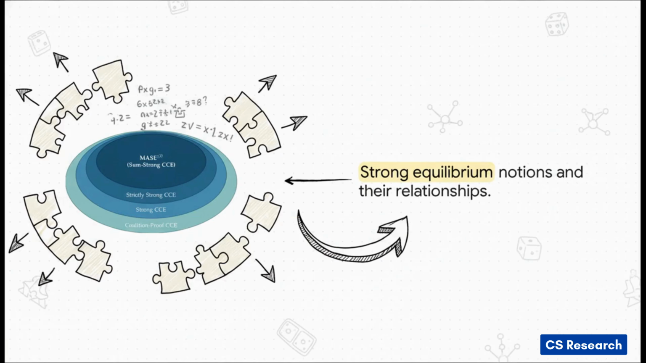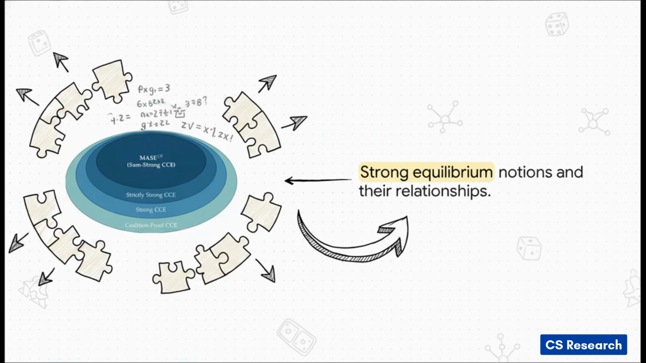Let's actually visualize this. Look at this nested diagram mapping out all the attempts to fix this exact problem over the years. We've got these different layers of strong equilibrium notions. The outermost layer is the coalition-proof equilibrium. Then as we move inward, we hit strong, then strictly strong, and finally we land right at that dark blue center, which strictly requires zero total gain for any coalition whatsoever.